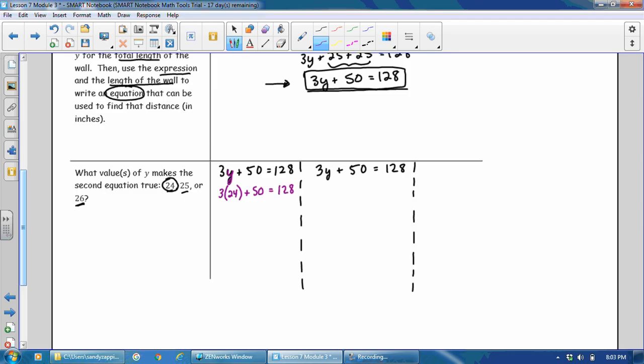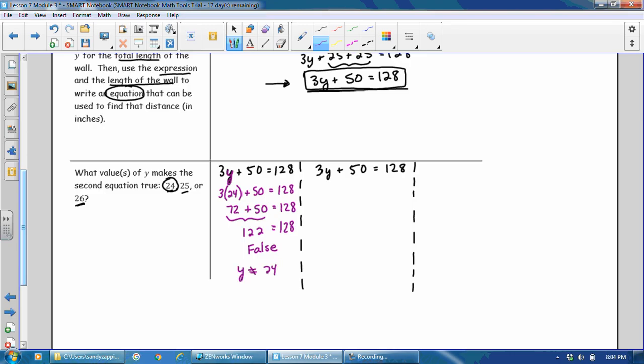So 3 times 24 equals 72. 72 plus 50. And I'm just bringing down the 128 on the right side of the equation. Now on the left side of the equation, this equals 122. And 122 equals 128 is a false statement. And since that is false, we know that y does not equal 24.